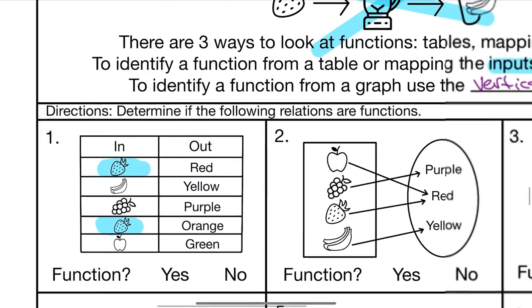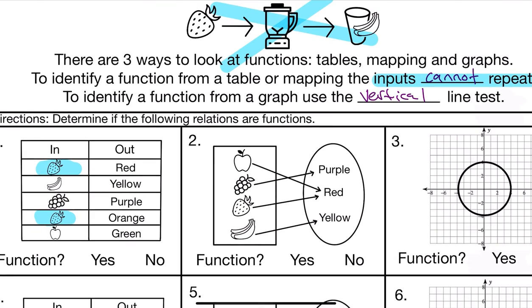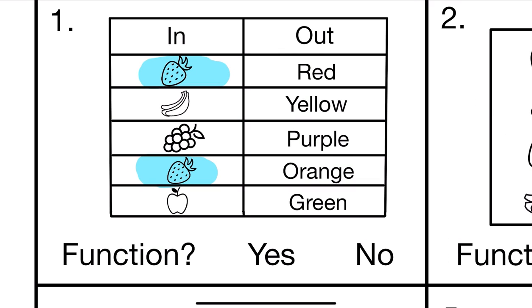Once again, if we look at those notes, it says that the inputs cannot repeat. Here we have repeating inputs. We have 2 strawberries, and they come out with 2 different answers. That is not going to be a function. Since it repeats, it is not a function. It has 2 different answers. It had red and orange. It can't be both at once. If your fruit goes in and you get out a color, it shouldn't be 2 different ones.